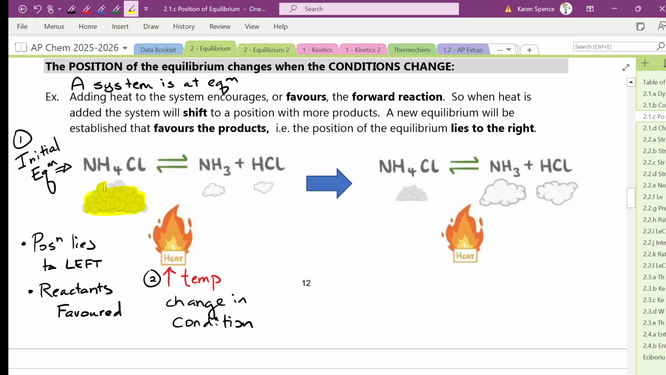We started with lots of reactant, and then when we heat it, this is after heating, what did we end up with? We ended up with lots of product. Okay, so after heating, this is our higher temperature. We have a new equilibrium.